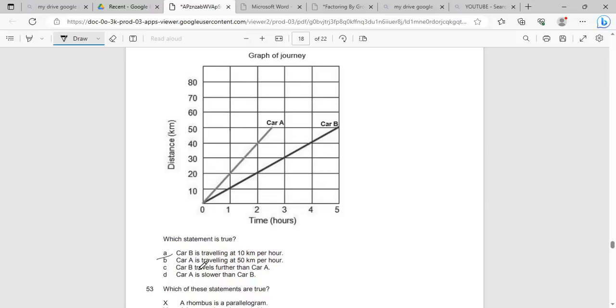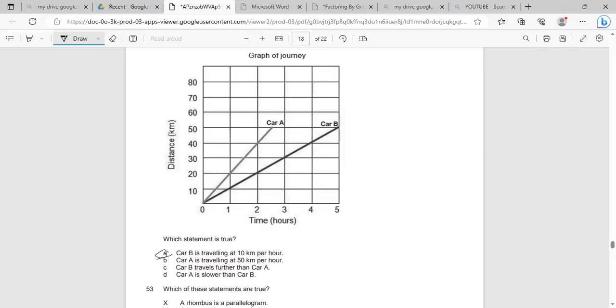All right. Car B travels further than car A. Then they same distance, you know. Matter of fact, it looks like car A is slower, no, the more steep it is, the faster it goes. So car B goes slow. So it's actually A, all right.